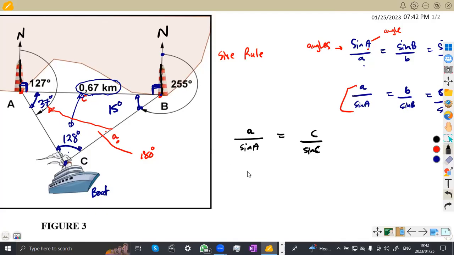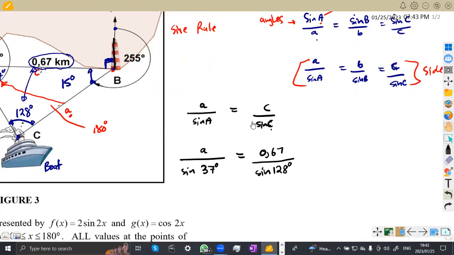So our A is the one that we are calculating. So it is going to be A over sine of A, which is the sine of the angle at A, and the angle at A is 37 degrees, is equal to C. This is C, the small letter C for the side, which is 0.67 kilometers, over the sine of angle C, which is the angle at C, which is 128 degrees. Okay, so you want to calculate A.